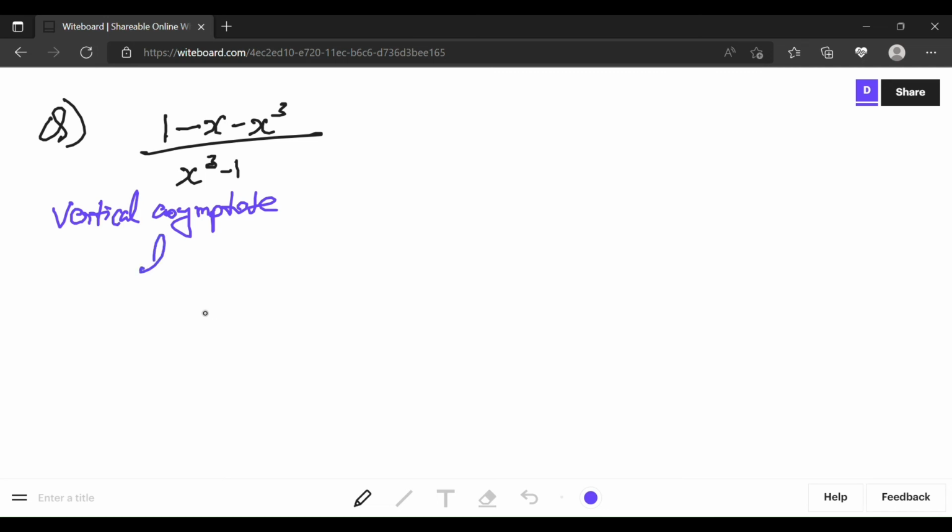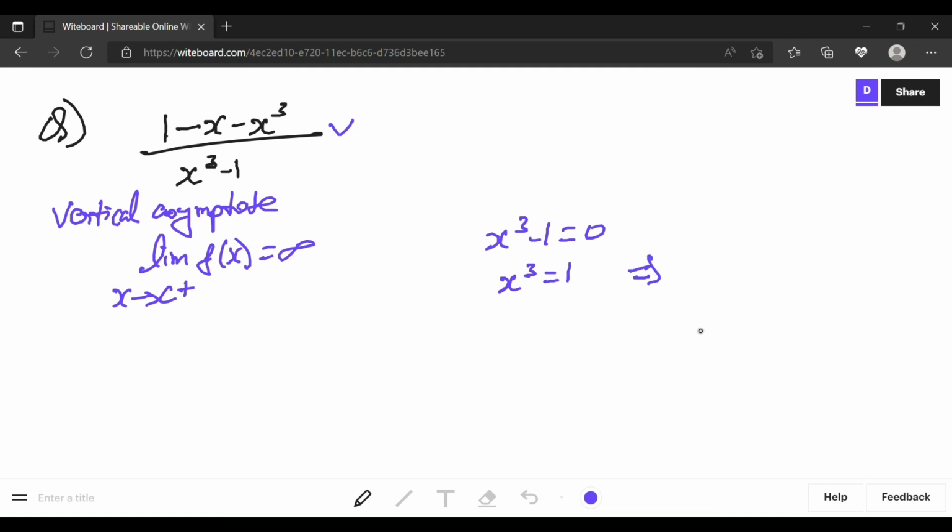So for this, again we are doing the same thing. Limit x tends to a, where a is a constant, f(x) tends to infinity. So the value of this function tends to infinity when x cube minus 1 equals 0. Solving this, we get x equals 1. So the vertical asymptote is x equals 1.